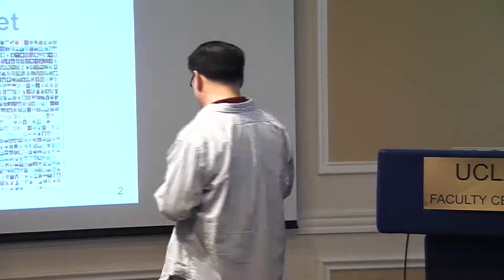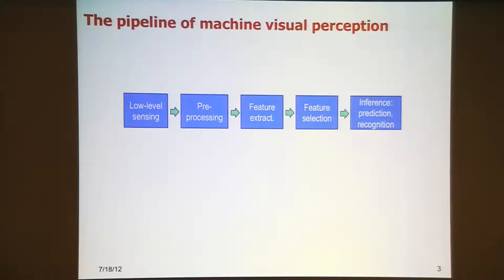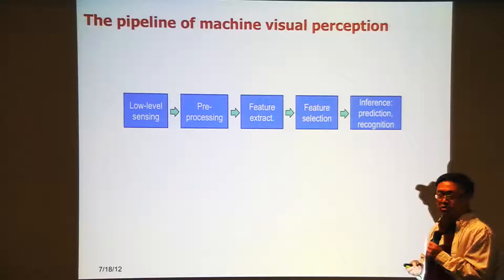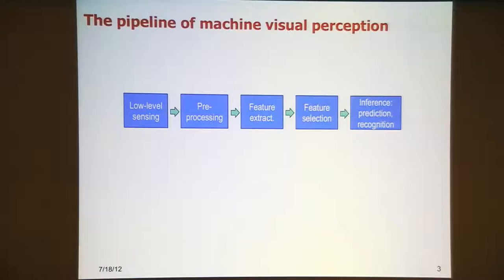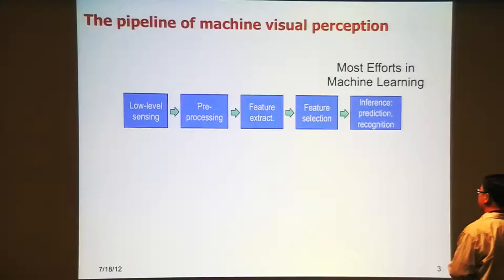Okay, so this is a traditional pipeline of image recognition or visual perception. First, you have low-level sensing, right? You get data from the pixels. Then you do some pre-processing, like dynamic range adjustment, denoising sort of things. Then you do feature extraction. Typically, you use hand-engineered or crafted features. And then you do feature selection. And in the end, you do classification, this high-level, semantic-level inference, right? If you look at most of the machine learning efforts spent in the last 20 years or so, most of the effort is on the very last step, doing classification, right?